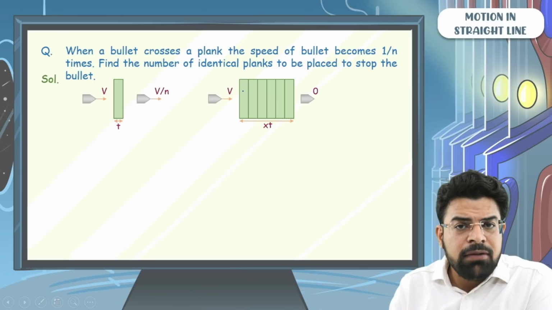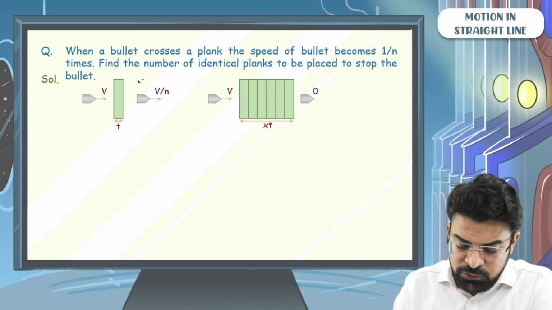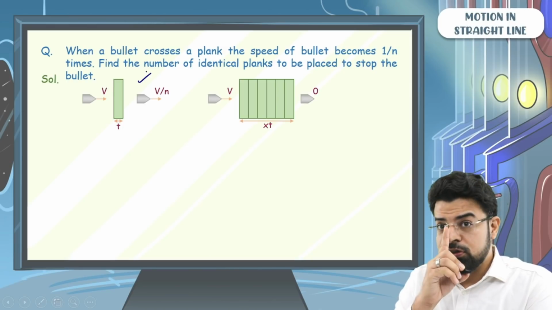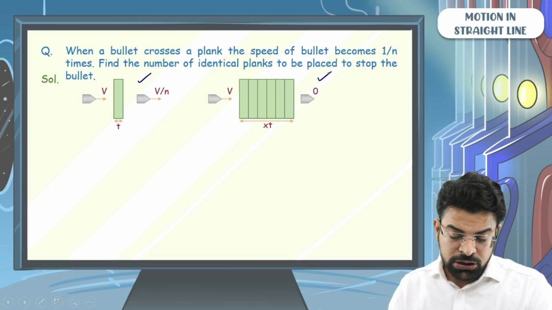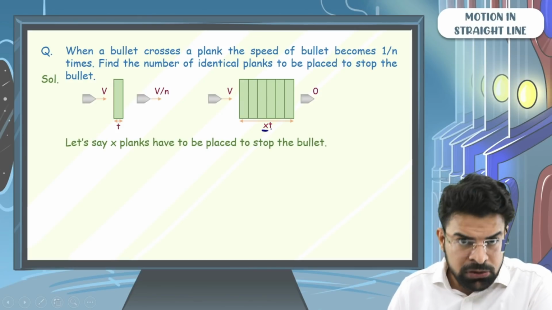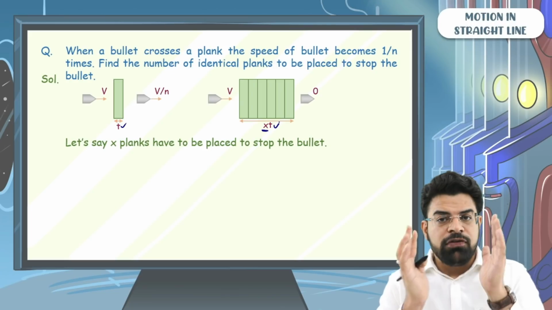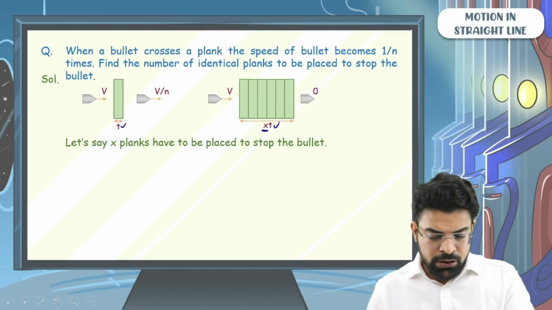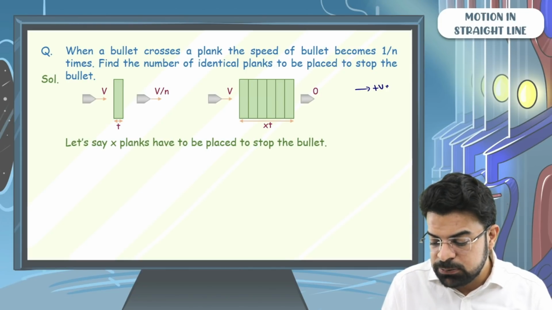Now all we have to do is apply the third equation of motion twice. First for the first case when the bullet crosses one plank, and then for the second case when the bullet crosses x planks. So x planks have to be placed to stop the bullet. If the thickness of one plank is t, then the thickness of the combination of x planks has to be xt. Now just make the third equation of motion taking direction towards right as positive.